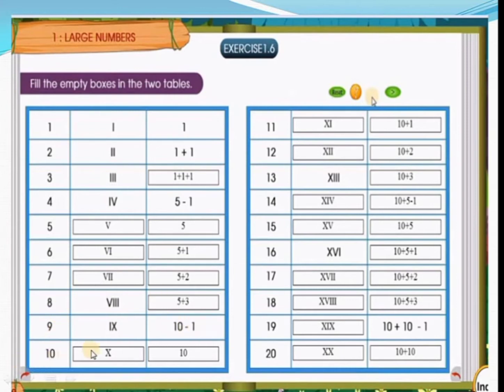Next 10. 10 is written as X, as it is. Next 11, XI. 10 plus 1 is 11. 12 is XII, 10 plus 2, so 12. 13 is XIII, 10 plus 3 is nothing but 13.